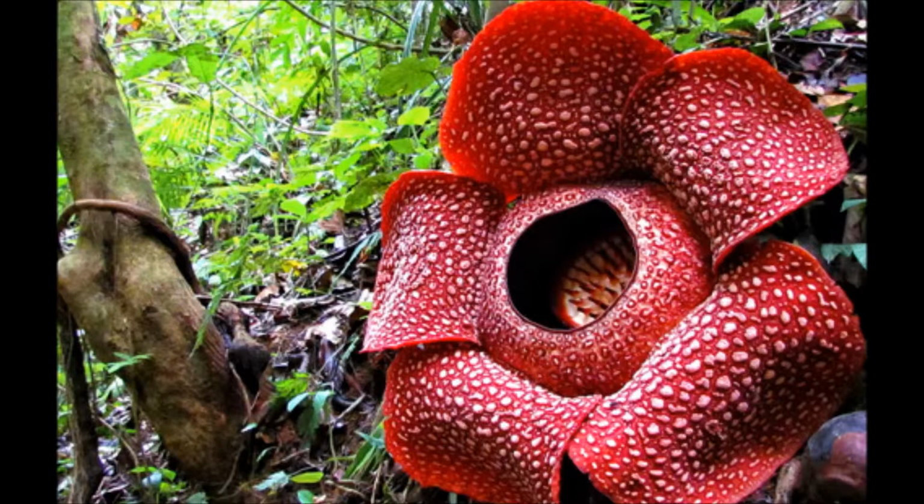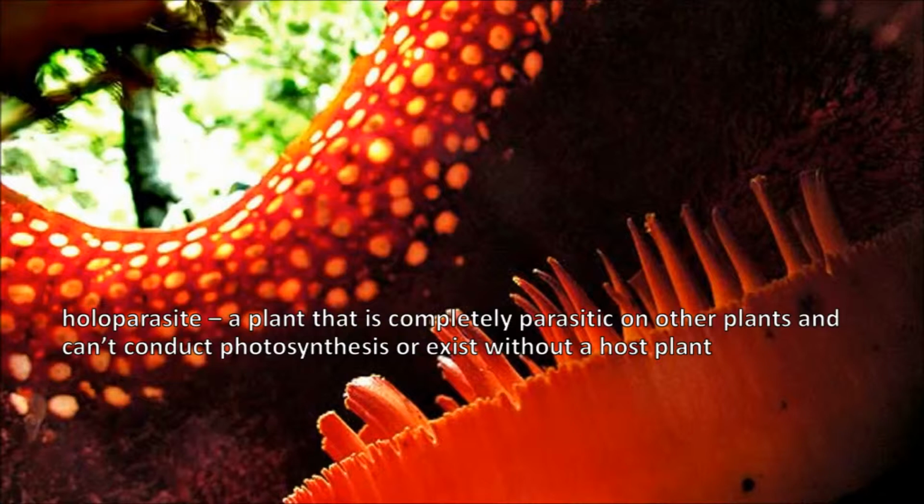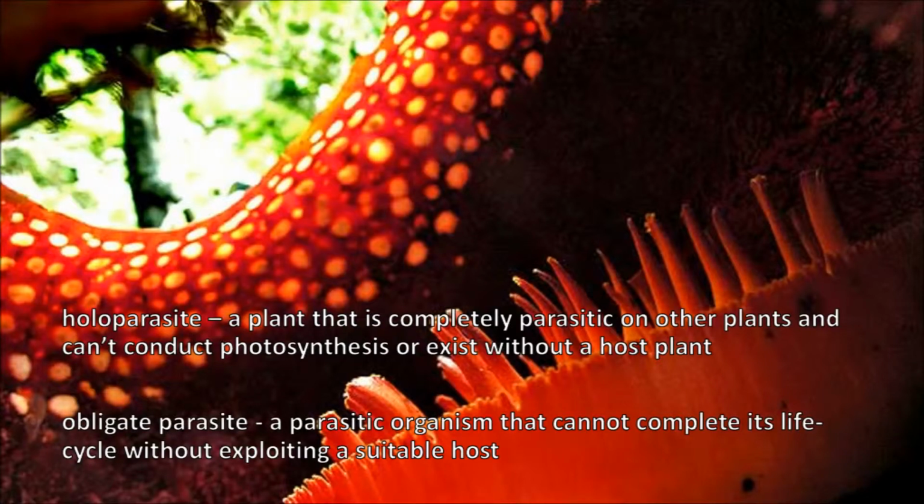It also has flowers that can be over 100 centimeters in diameter and up to 11 kilograms in mass, making it the largest individual flower in the world, which also makes it, despite its terrible smell, a tourist attraction in its native habitat of Southeast Asia. Rafflesia is a holoparasite, which is a plant that is completely parasitic on other plants and has virtually no chlorophyll. This also means that it is an obligate parasite, which means that it cannot complete its life cycle without a host.